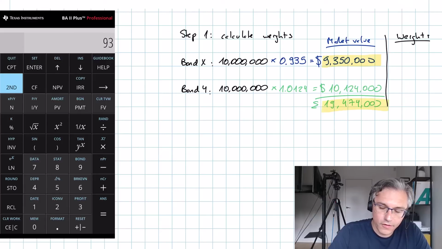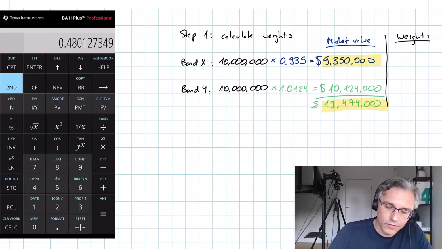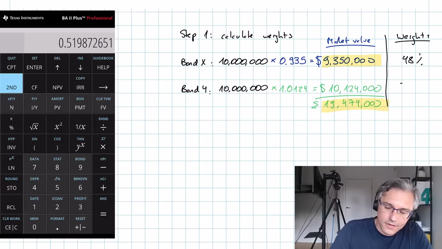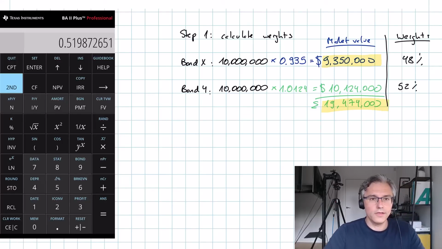So 9,350, okay, I'm omitting the 3 zeros at the end, divided by 19.474, and I get 0.48. So this is, I guess, 48%. Wrong pen here, 48%, and I guess that means the other one should be 52. Let's just check. 10,124, omitting the 3 zeros at the end, divided by 19,474. Okay, that is indeed 52%, so the total is 100% as it should be.